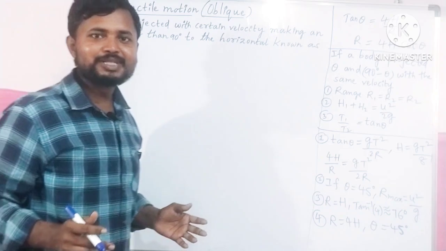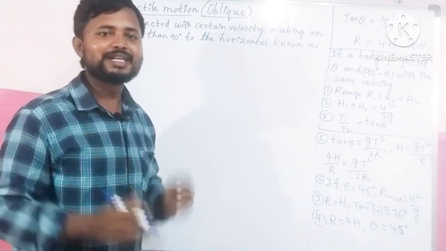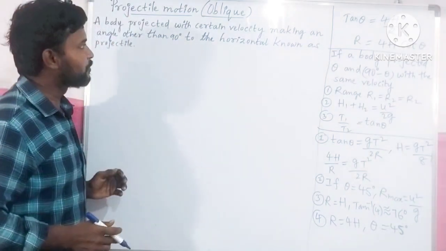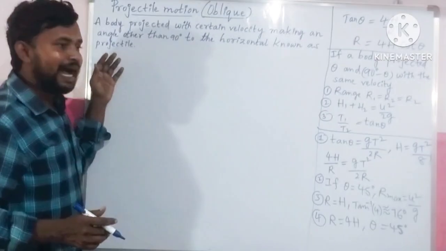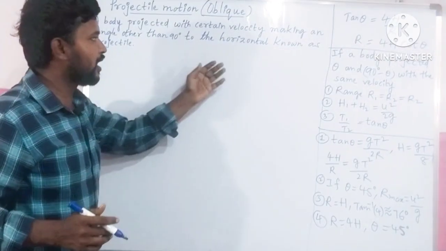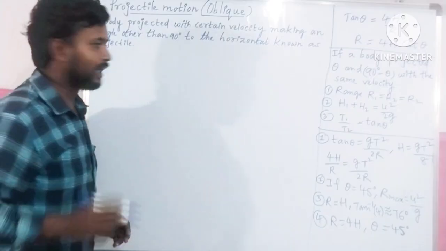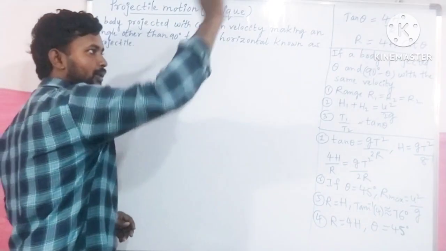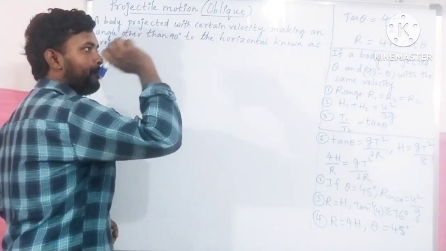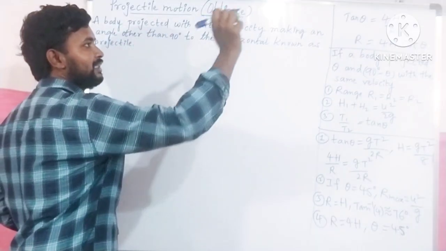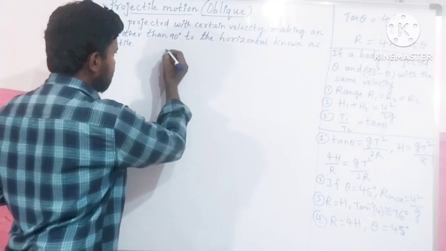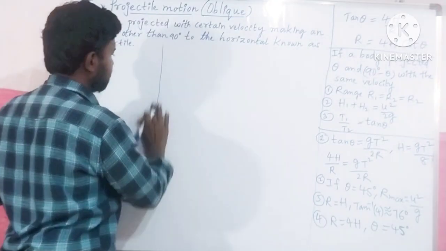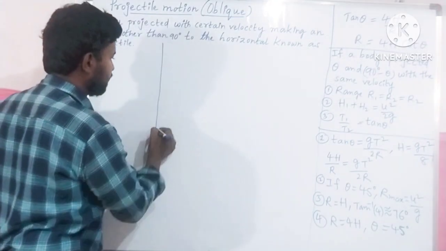So projectile motion is a two-dimensional motion. A body projected with a certain velocity, making an angle other than 90 degrees to the horizontal, is known as a projectile. For example, I throw a ball with a certain velocity. Here I take this as a reference point.